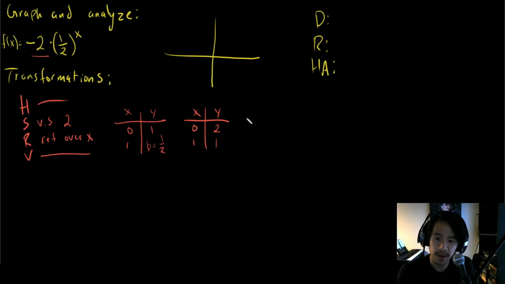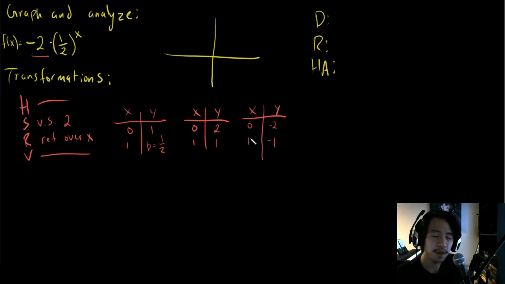All right, so now we have to do a reflection over the x-axis. If we're reflecting over the x-axis, it's going to affect the y values, and we're going to multiply them by -1. So 2 is going to become -2. 1 is going to become -1. Now let's go ahead and plot these points. So we have 0, -2, and then 1, -1.